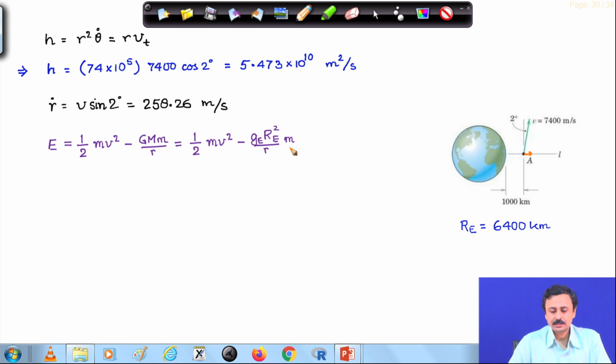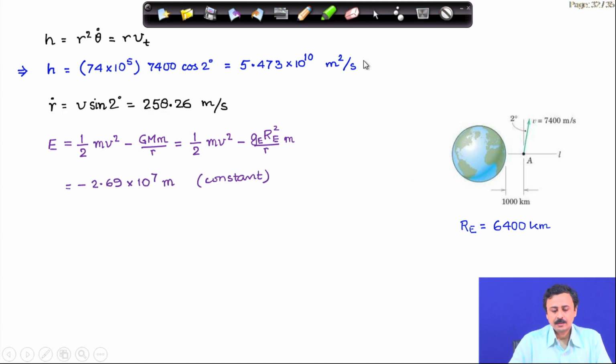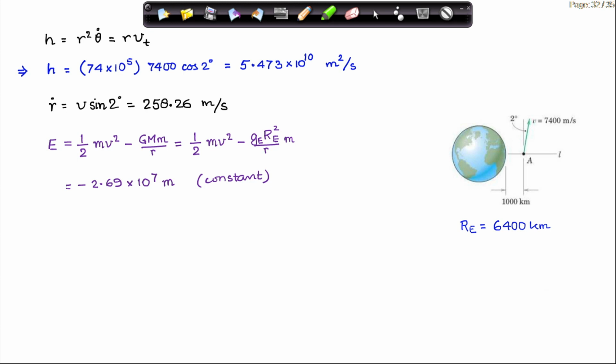So, that is what I have done. And I can calculate the energy in terms of the mass. The mass will later on go away. So, energy happens to be some negative quantity. Mass of the particle is a positive quantity, therefore, energy is a negative quantity. So, this is an ellipse as mentioned, and this energy has to be constant over this trajectory.